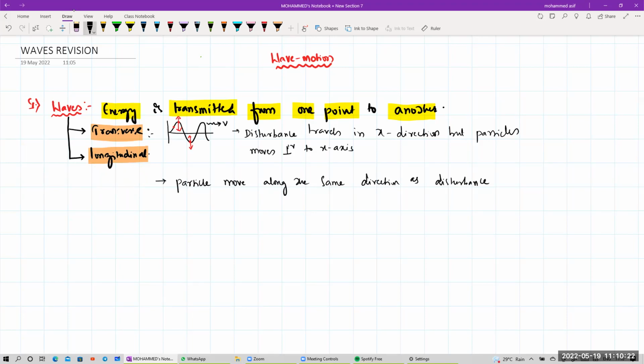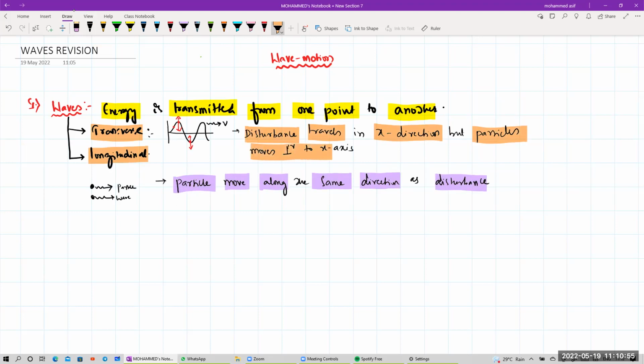So I'll draw the diagram here. The particle will move in this direction and the wave is also moving in the same direction. This is the direction of the wave and this is the direction of the particle. Both of them are parallel to each other. In the transverse wave, the wave is moving in this direction and the particle is moving up and down. So when the particles move along the same direction as the disturbance, it is called a longitudinal wave. And if the disturbance travels in the x direction but the particles are moving perpendicular to the x-axis, it is called a transverse wave.